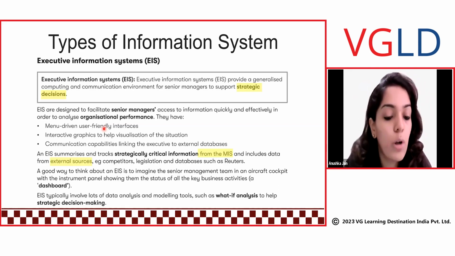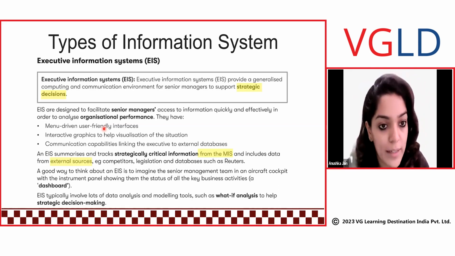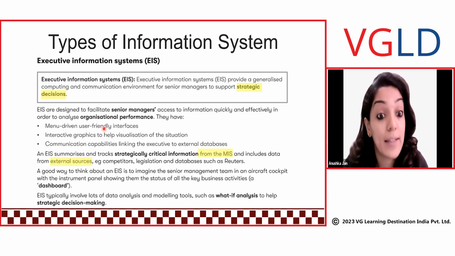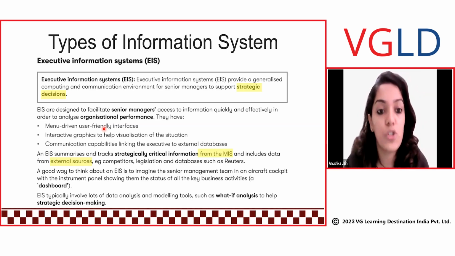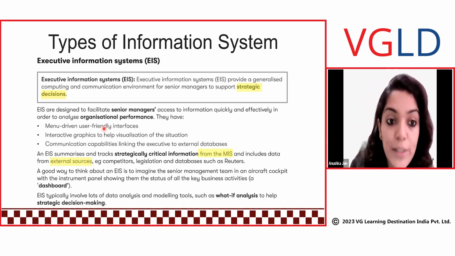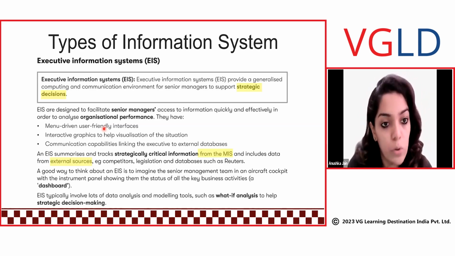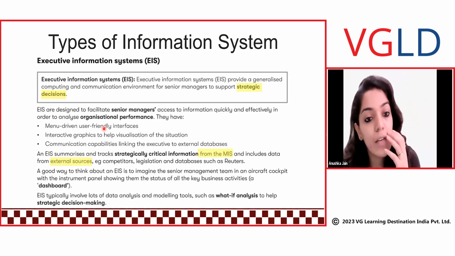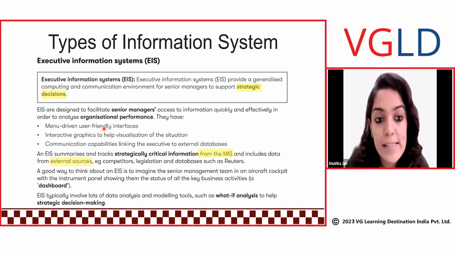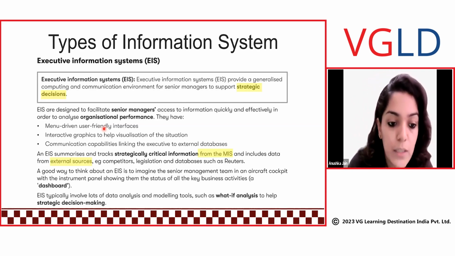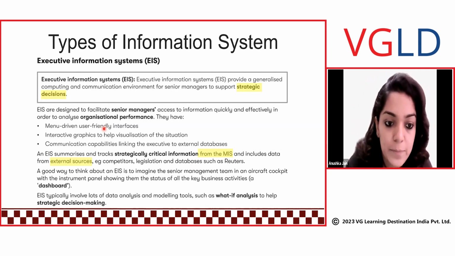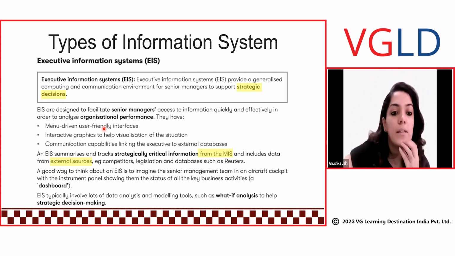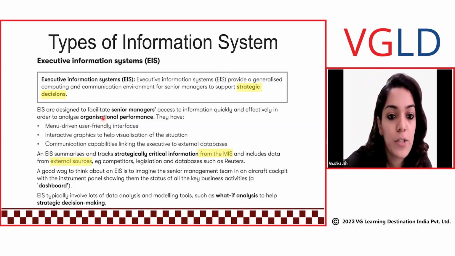EIS typically involves a lot of data analysis and modeling tools such as what-if analysis. So what if we go ahead with the launch of this product? Then what is the value it creates? What if we do not go ahead? How much have we already spent on this project? So EIS will involve a lot of data analysis and modeling tools. This will help in strategic decision making. Okay. That is about the executive information system.